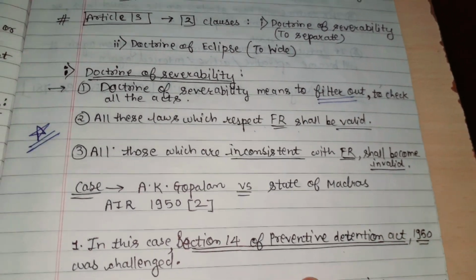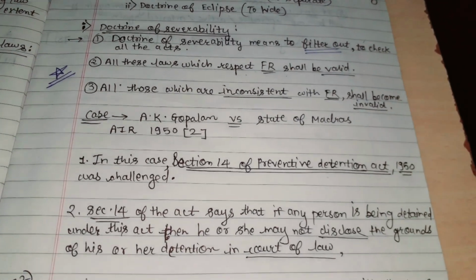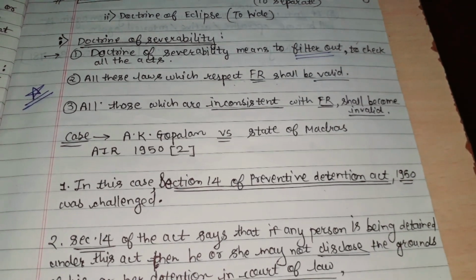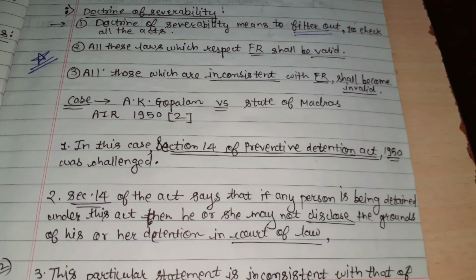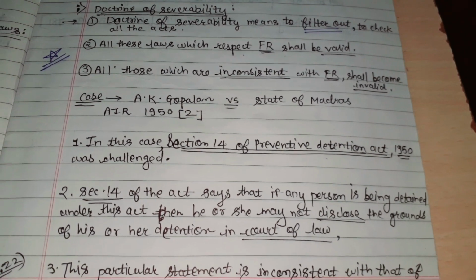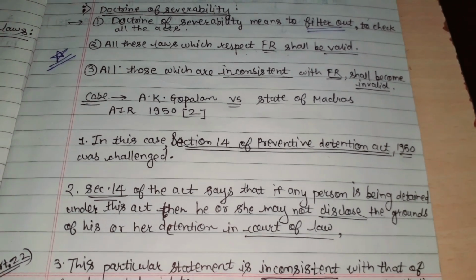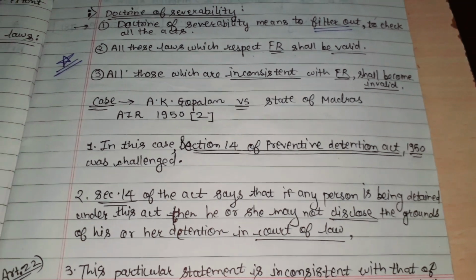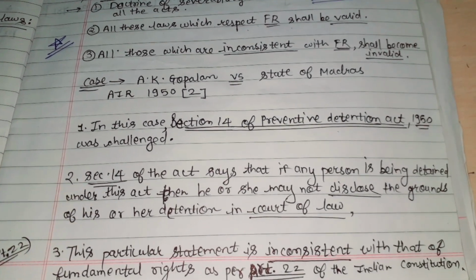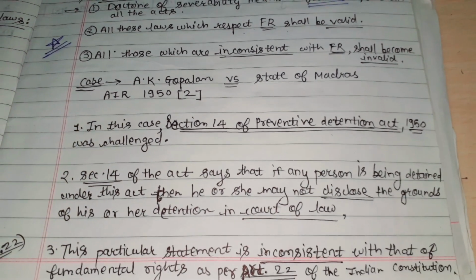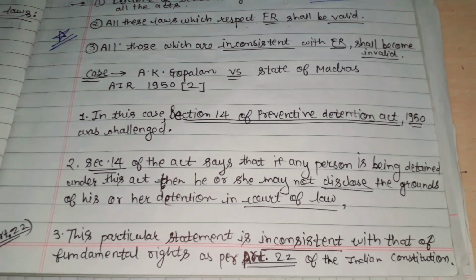For this, we can study the case A.K. Gopalan versus State of Madras. In this case, Section 14 of the Preventive Detention Act 1950 was challenged. Section 14 of the Act says that if any person is being detained under this Act, then he or she may not disclose the grounds of his or her detention in the court of law. Meaning, according to Section 14 of this Act, detention grounds must not be disclosed.